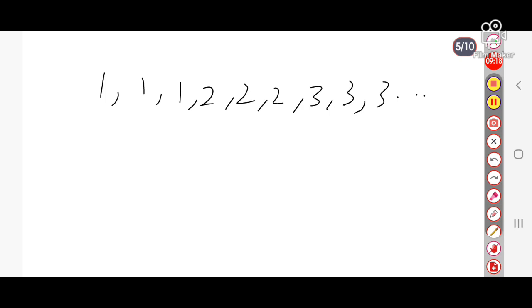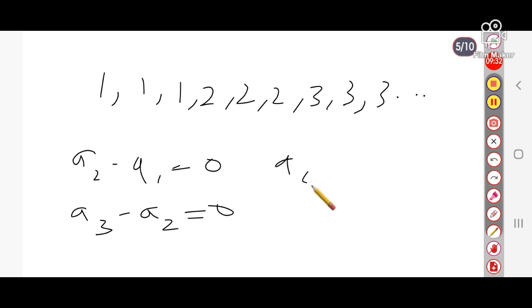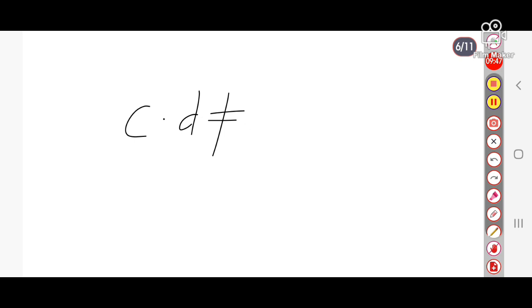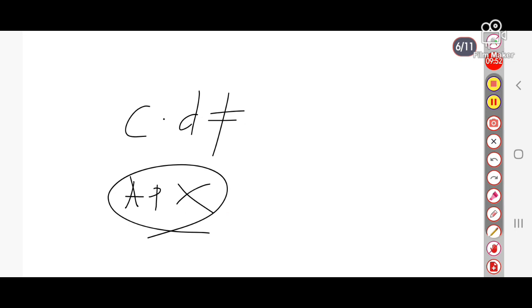So the common difference for the first two terms, that is a2 minus a1, is 1 minus 1, which is 0. Similarly a3 minus a2, again 1 minus 1, is 0. Then a4 minus a3 will give you 1. Again a5 minus a4 will give you 1. So the common difference is not the same, hence the given set of numbers does not form an AP. The fourth subdivision does not form an AP in example 2.